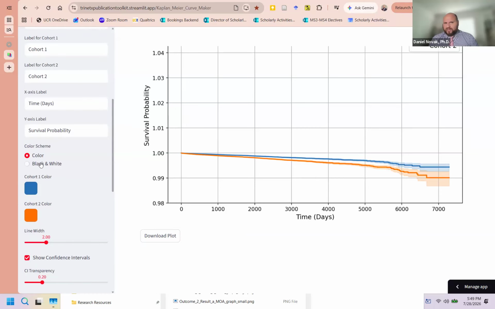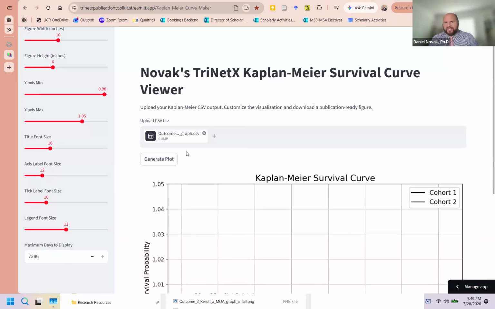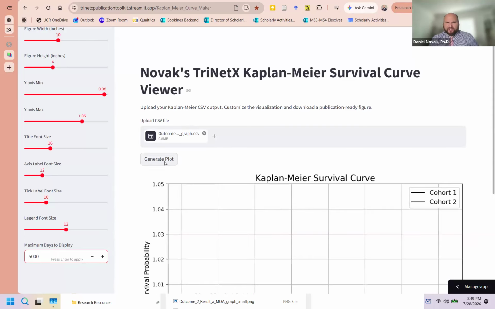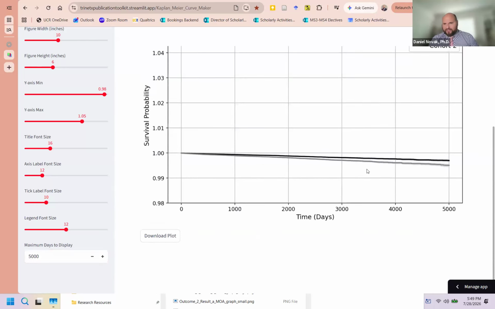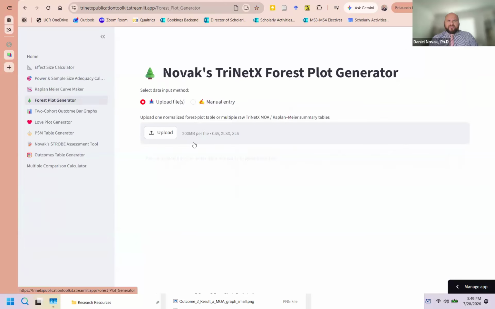And let's say you want to publish this in a journal where black and white is required, you can do that. You can also set it to a smaller number of days, for example, 5,000 days instead. And you can edit and crop your graph a little more directly if that's more relevant to your study. So this is the Kaplan-Meier survival curve tool.